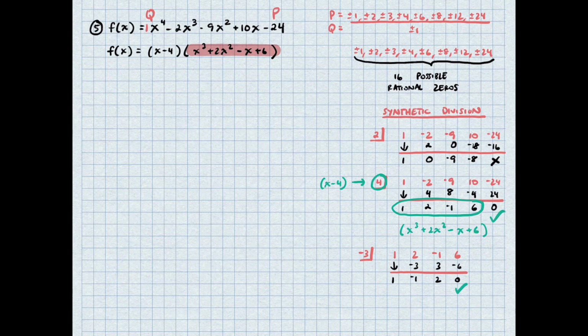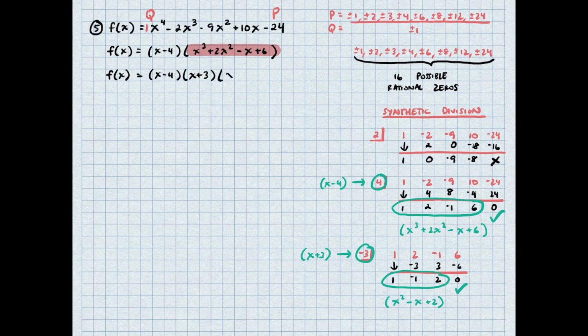And that worked out really nicely here. We now know that this negative 3 means we have a linear factor of x plus 3. And these numbers down here tell us we have a quadratic factor of 1x squared minus x plus 2. This means we can rewrite our function as f of x is equal to the x minus 4 we found out earlier. Now we have this x plus 3 we just found out.